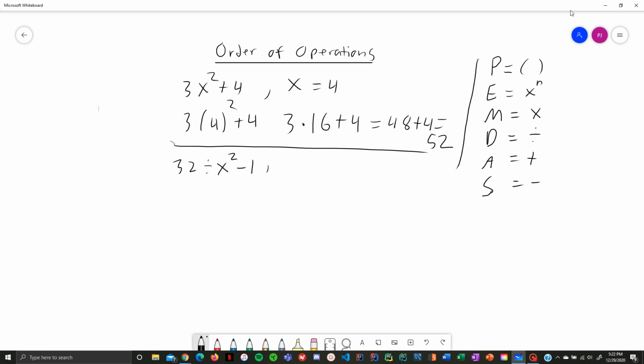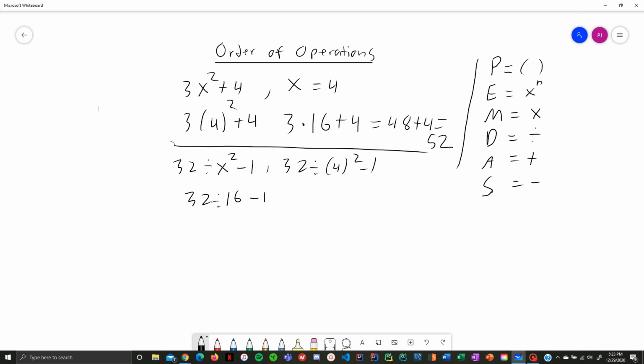So let's go ahead and write this out. It's going to be 32 divided by 4 to the second, and then once again bring down the minus 1. So let's go ahead and solve for this. We know 32 is going to be divided by 16, just like we did up here, because that's what 4 times 4 is, 4 to the second power, divided by 16 minus 1. Okay, so we took care of our exponent.